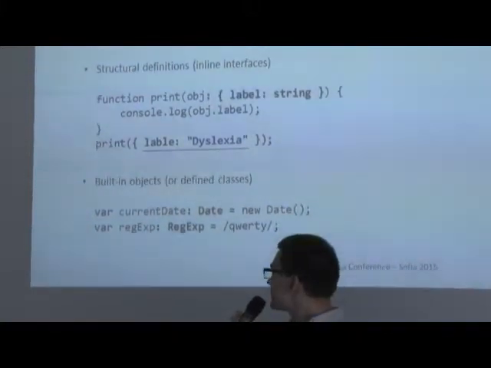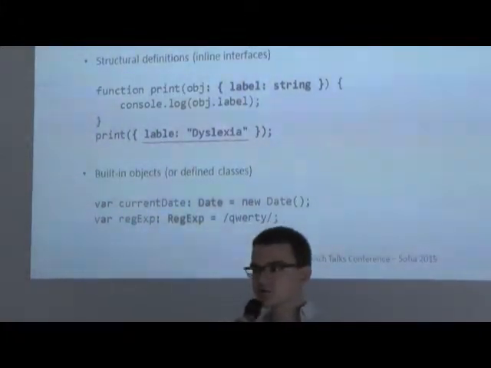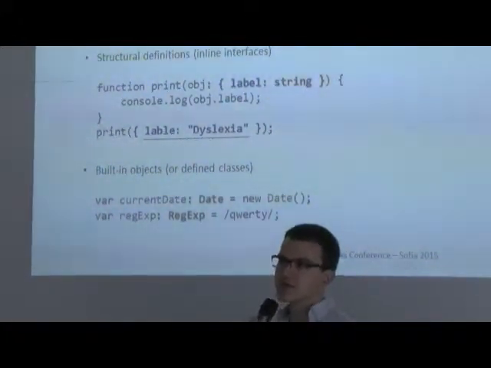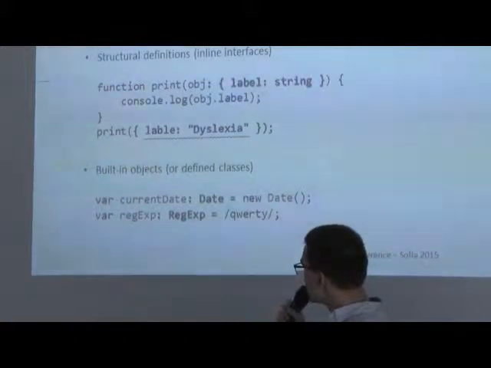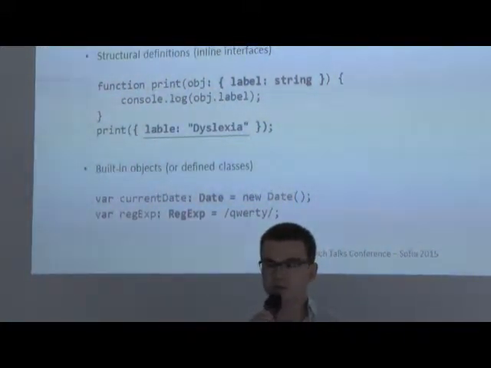Lastly, we have all built-in JavaScript objects, and any classes that we have defined also represented as types. So the TypeScript compiler is actually going to give us all of the API for date objects and regular expressions, and we won't have to go read the documentation online.